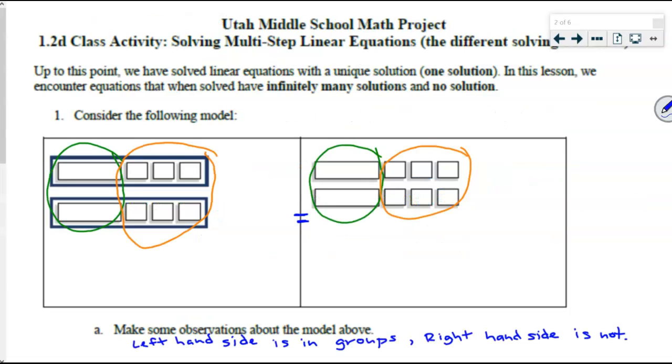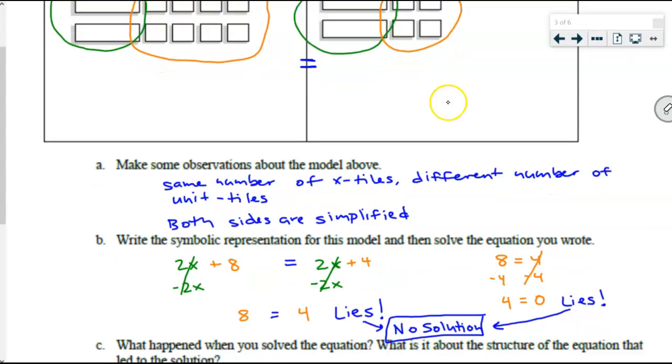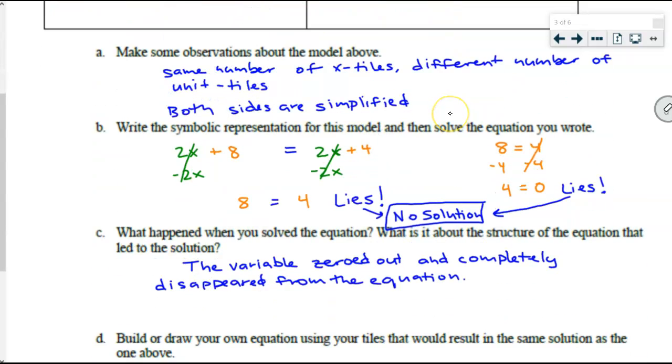It didn't just have the x's equal on each side. It had the x's equal on each side, and the 6 unit tiles was exactly the same on each side. This one had x's on each side, and it had unit tiles that were different. So interpret that. What does that mean? When our x's disappear, what are we left with? We're left with 8 equals 4. How do you feel about that statement?